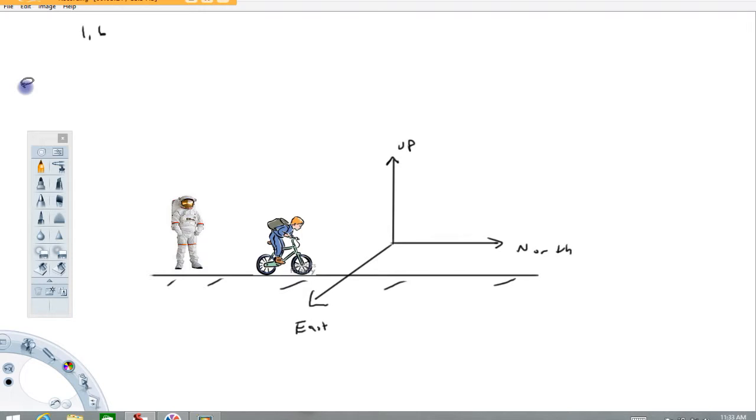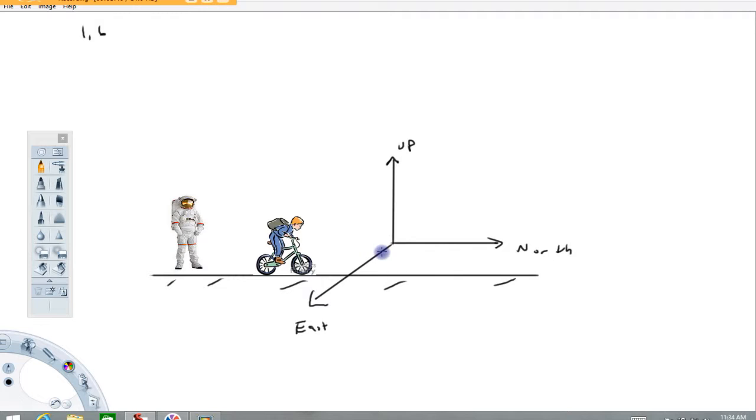Now, what I've done here is I've drawn a little coordinate system, and I put a couple of references in here so that we hopefully understand what these directions mean. So in this example, imagine this young biker is biking due north, right? So to the right is going to be due north. East would be the direction that this astronaut is then facing. And that's what this represents.